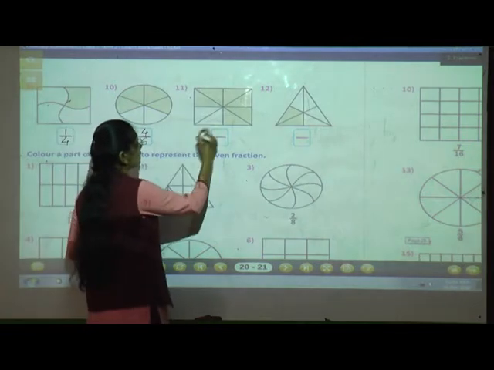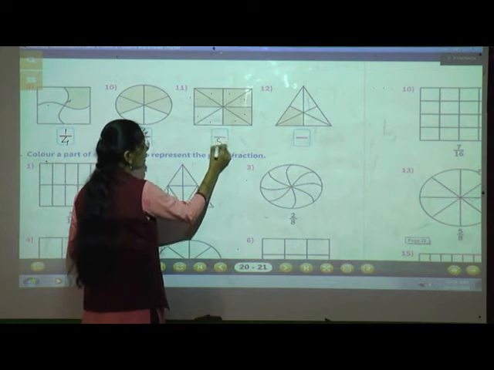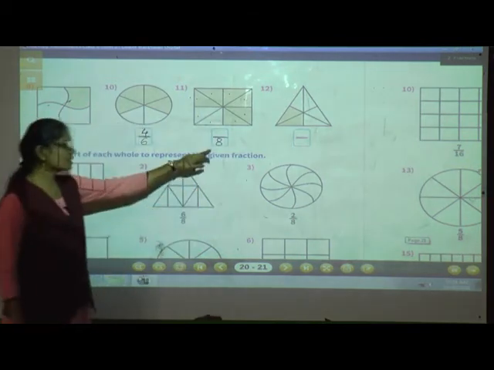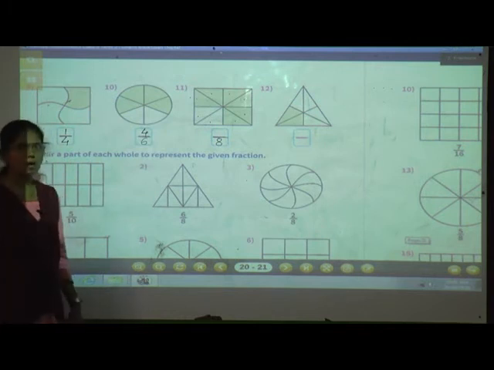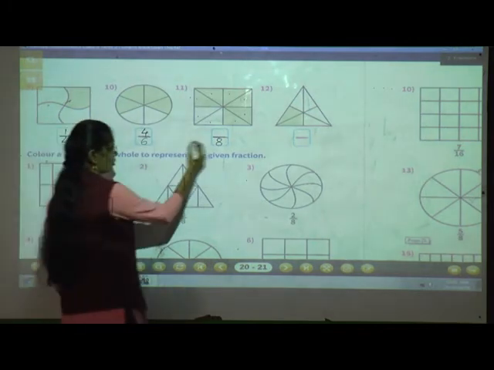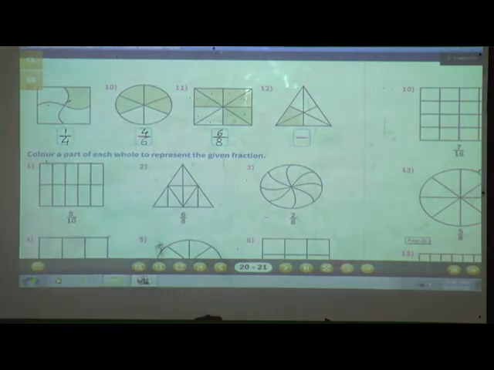Now see this 11th number. 1, 2, 3, 4, 5, 6, 7, 8. Total 8 parts. So here we will write 8. Now out of 8, how many parts are shaded? Yes, count. 6 parts are shaded. Okay, so we'll write here 6, and the fraction is 6 by 8.